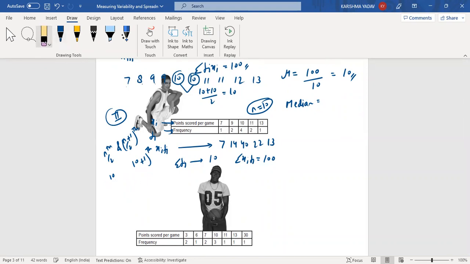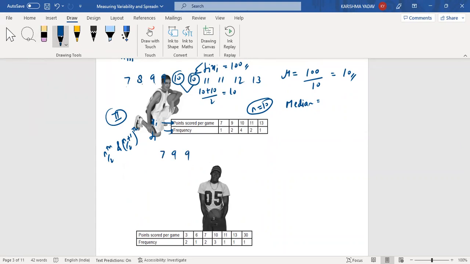Now, for finding the average of the 5th and 6th term, first let's arrange them in ascending order. So if we arrange them in ascending order, it would be 7, 9, 9, 10, 10, 10, 10, 11, 11 and 30. Now which one is the fifth position? 1, 2, 3, 4, 5. This is fifth and this is the sixth position. So the average of these two, that is 10 plus 10 divided by 2, is equal to 10, right? So the median here is 10.